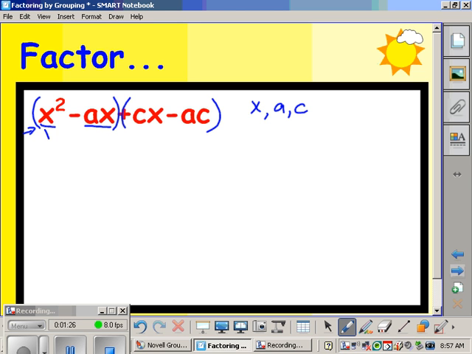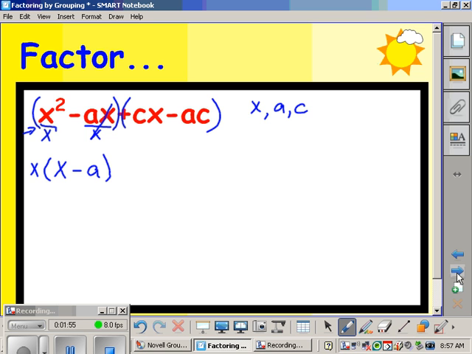Hopefully you can tell they have an x in common. So what you're going to do is pull out that x, because it's the greatest common factor, and then simplify inside the parentheses so you have your remaining binomial. So for the first term, x squared over x to the first, if you subtract the exponents, you'll have an x left. For the second term, the x's will cancel, and you'll be left with an a.